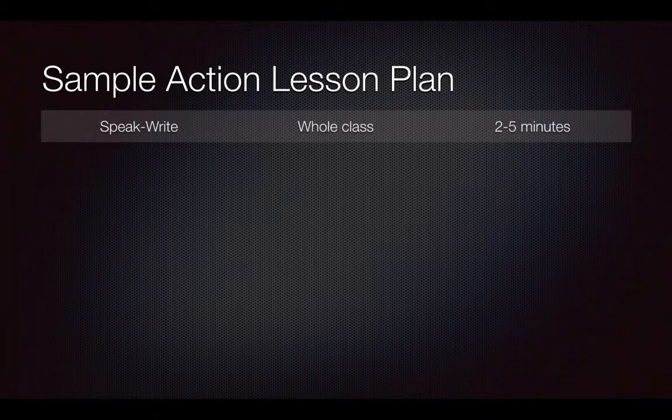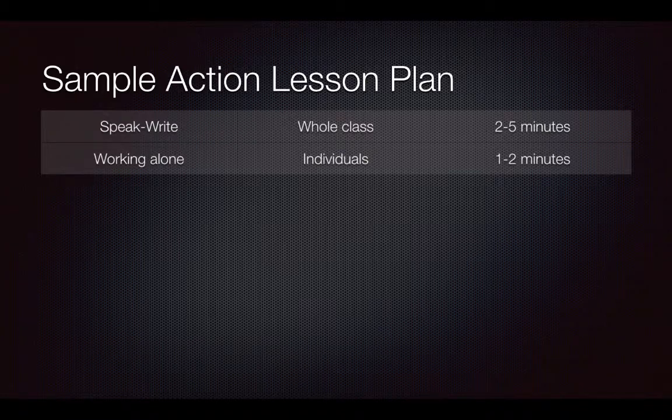First, you might have a time of what's called speak right. You lecture or explain until you get to a natural break in the material, but not more than 5 minutes, and this is involving the whole class. Then you have some time to work alone. This is the writing part of it. You'll say, take a moment and write the key ideas you've heard so far or any questions that you might have. Watch the students. When you see that 3 or 4 students have finished writing, say, "One more moment, please." Don't wait for the last student to finish, but pace yourself by the quicker students.